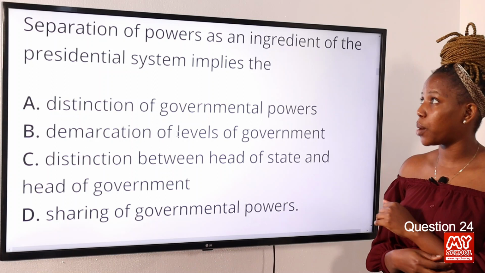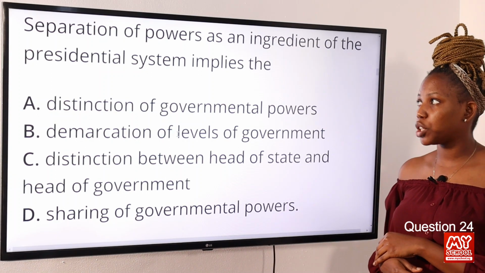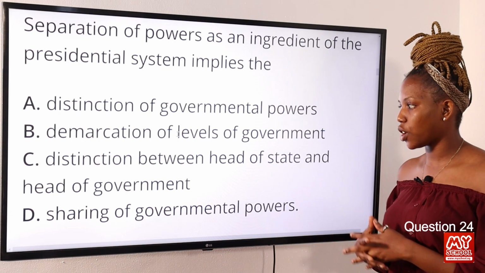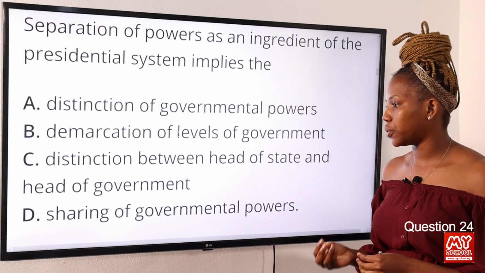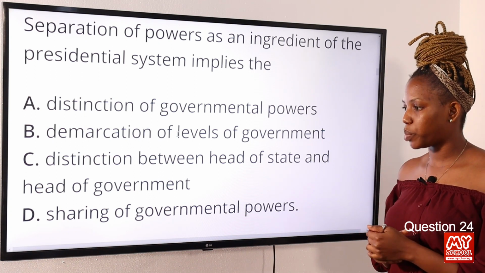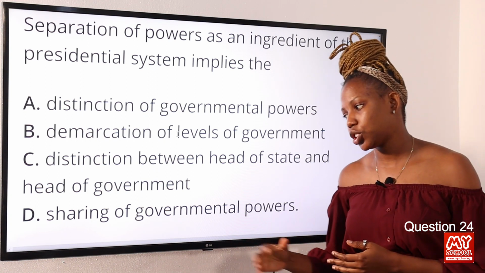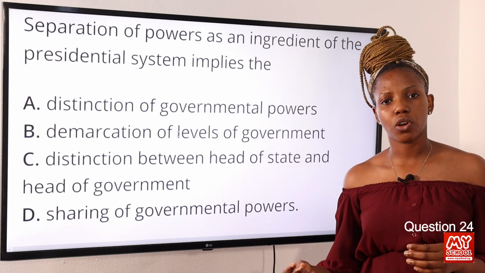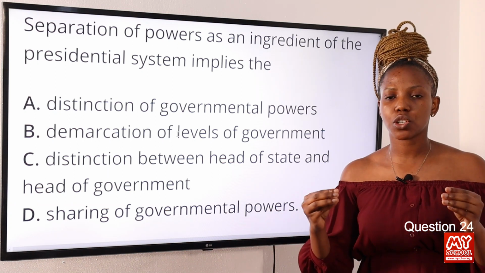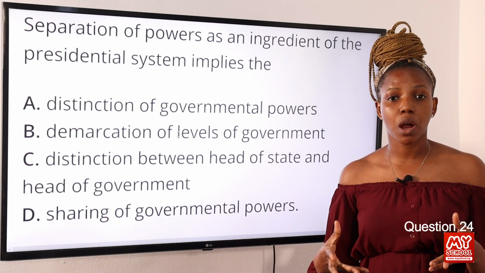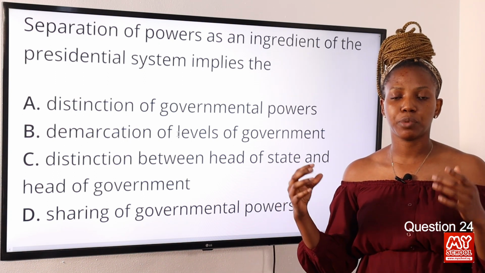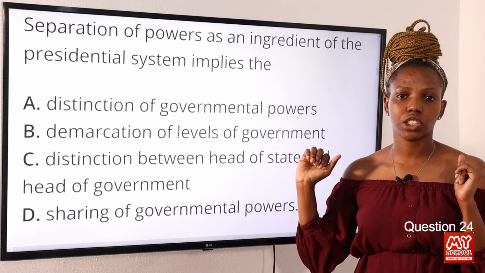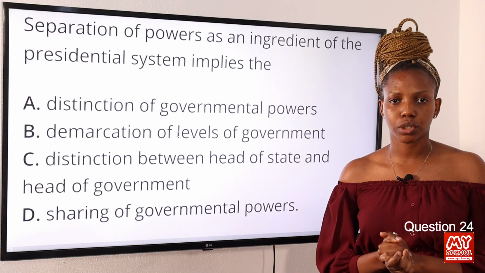Question 24. Separation of powers as an ingredient of the presidential system implies the option A, distinction of governmental powers, option B, demarcation of levels of government, option C, distinction between head of state and head of government, option D, sharing of governmental powers. The answer to this question is option D, sharing of governmental powers. First and foremost, what is separation of power? Separation of power has to do with the division of a state government into branches, with each of these branches having independent powers and responsibilities. This is the concept of separation of powers, and we can see that option D clearly explains this, and we can relate this to a presidential system. So option D therefore is the correct answer to this question.